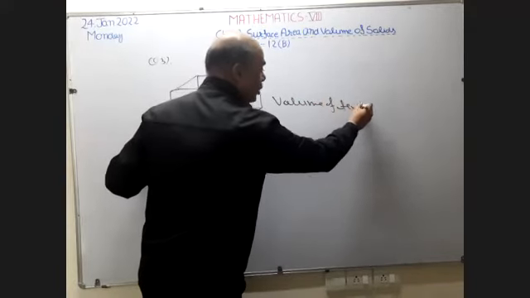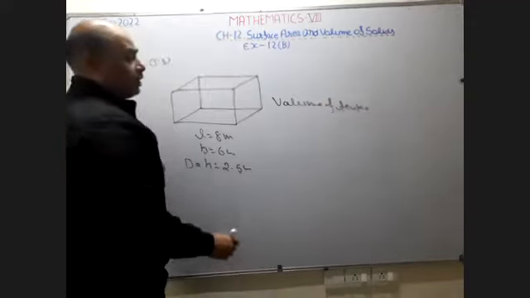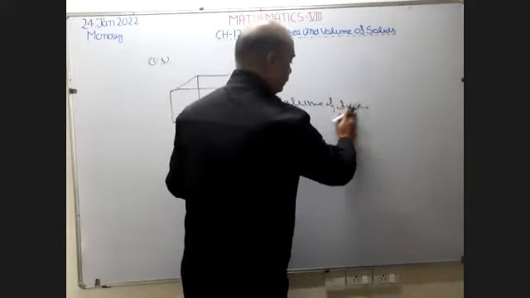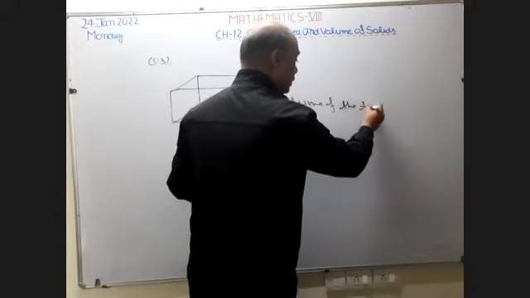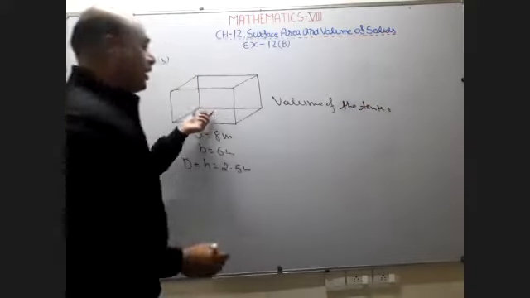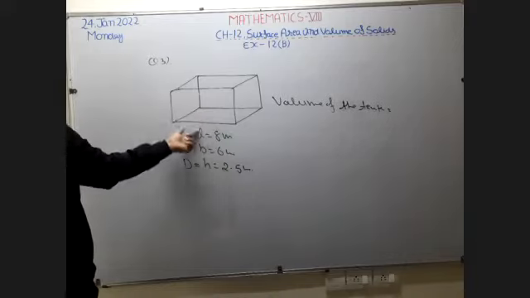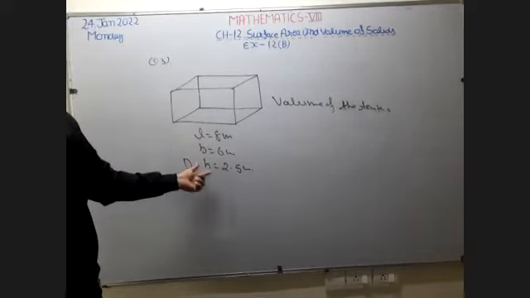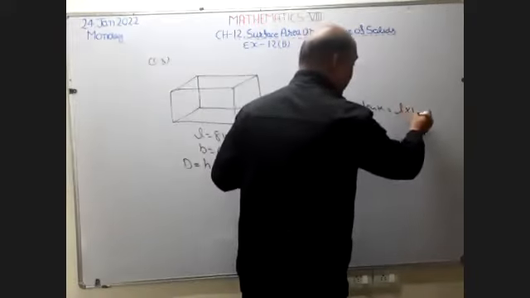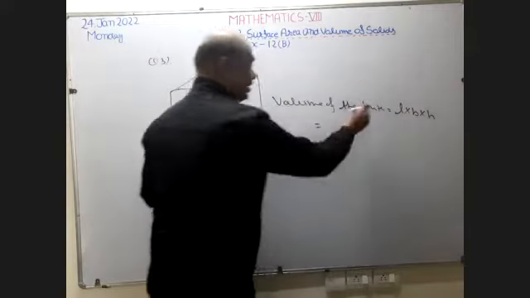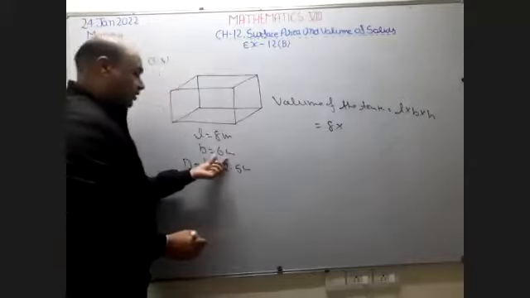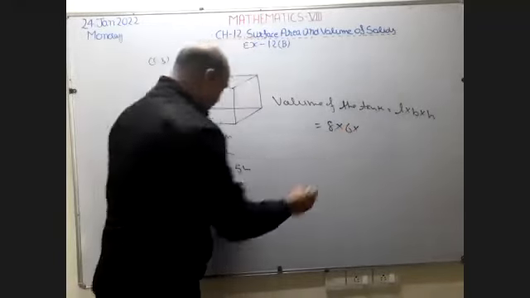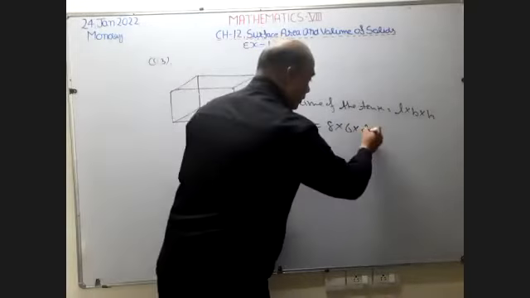Or you can write volume of the tank. Now this tank is in the shape of a cuboid, and you know that volume of cuboid is length multiplied by breadth into height. So write the formula first: length multiplied by breadth into height. Now what is length? Length is given 8 meter. What is breadth? 6 meter. What is the height? 2.5 meter.